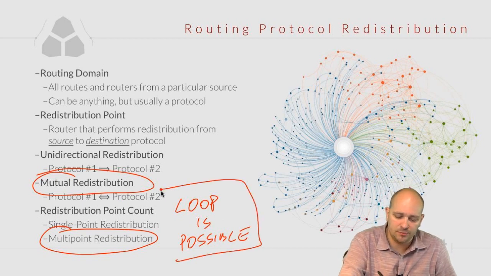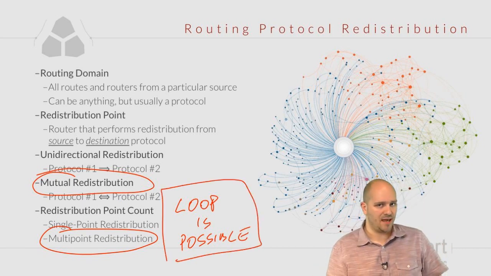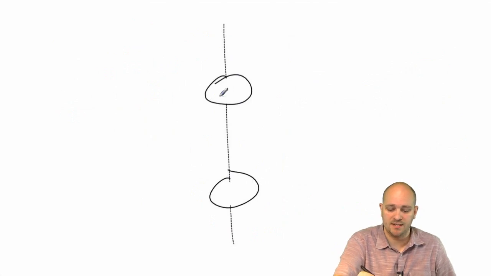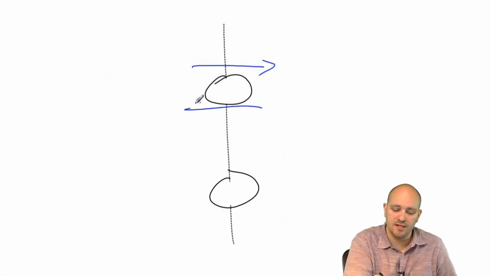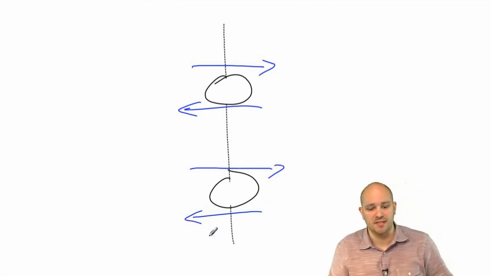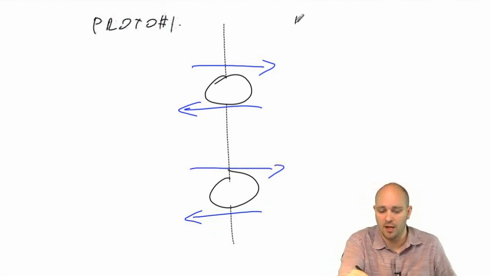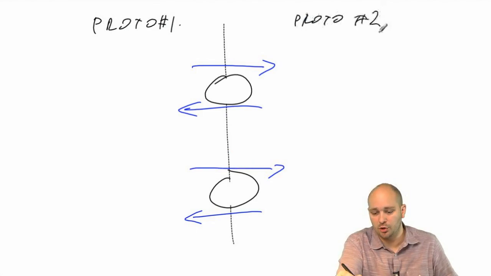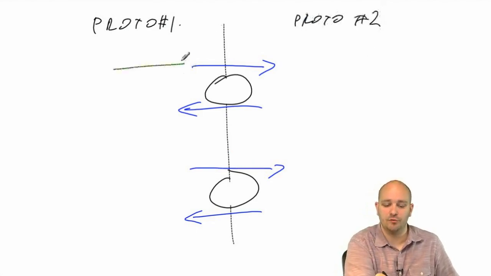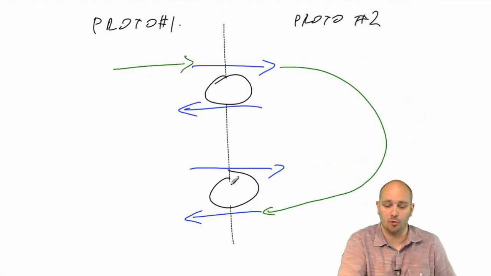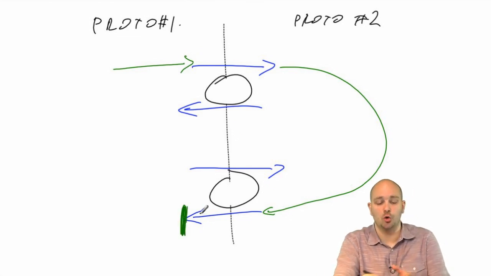And if the loop is possible, how do we prevent these loops from happening? Well, what we need to do here is a relatively simple thing. So let me just again redraw our examples here. I'm just going to make a very, very simple example here. When we have this mutual redistribution at multiple redistribution points, what we need to make sure of, when we have these two protocols involved, let's say that this is protocol one, and that this one here is protocol number two, is that the routes from protocol one, when we are redistributing these routes back into protocol one from protocol two, don't make it back.